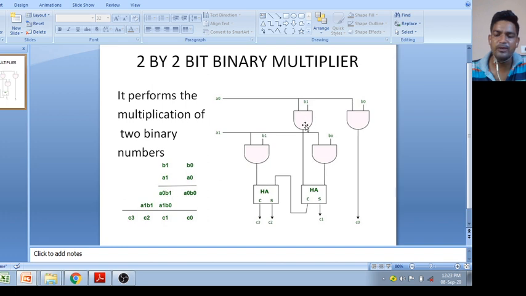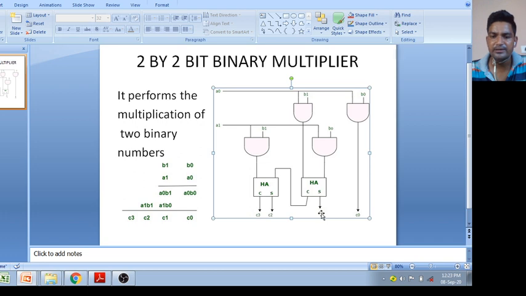Now you have to add these two bits, so for this we will use a half adder. Okay, half adder, the sum will be C1. Again one carry can be generated, so this carry is added with this bit, so again one half adder is used. This is your C2 and this is C3. This is simply a 2 by 2 bit binary multiplier.